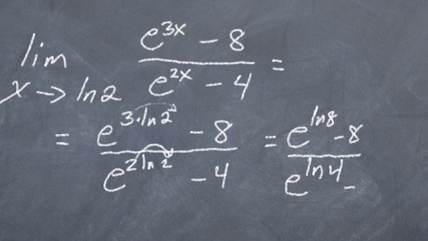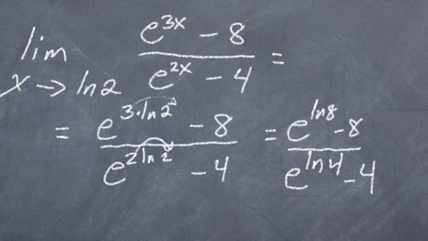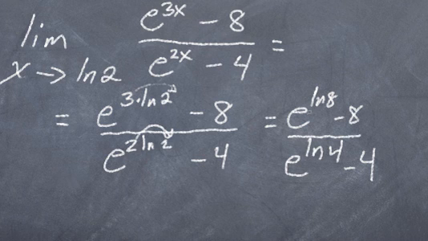Natural log of 4. Now you need to know the properties of the natural log and how they're related to e. We're not going to get into that. But if I have e raised to the natural log of 8, this stuff here kind of falls away, and you end up with 8 minus 8. So e raised to the natural log of 8 is just 8. And then the same thing goes for down here in the denominator. E to the natural log of 4 is just going to be equal to 4.